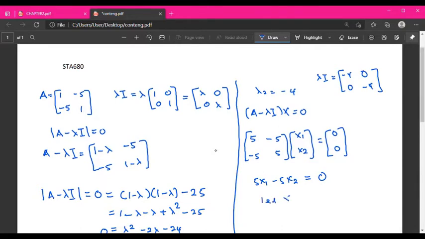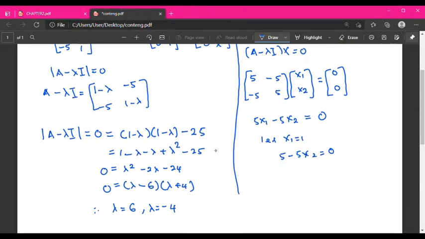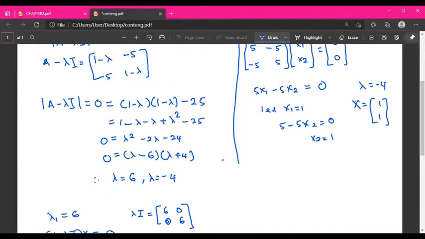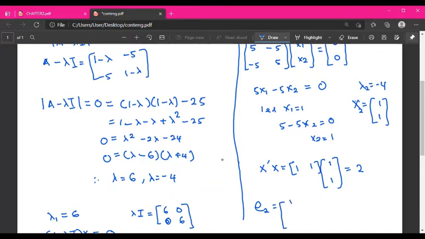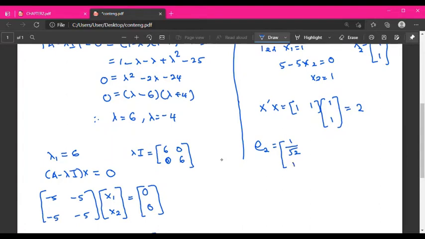So we let x1 equal to 1. When x1 equal to 1, the equation will be 5 minus 5x2 equal to 0, then x2 will be 1. So the eigenvectors will be 1 and 1 for lambda negative 4. But we need to find the normalized eigenvectors. So we can find X transpose X for this matrix: 1, 1 multiplied with 1, 1 here. So the answer is positive 2. So the normalized eigenvectors for the second eigenvalue will be 1 over square root of 2 and 1 over square root of 2.